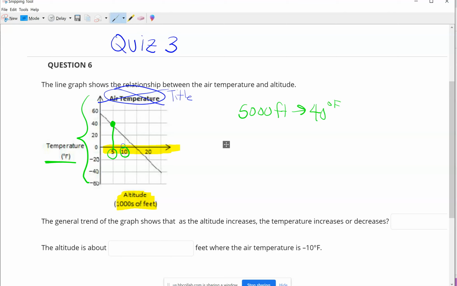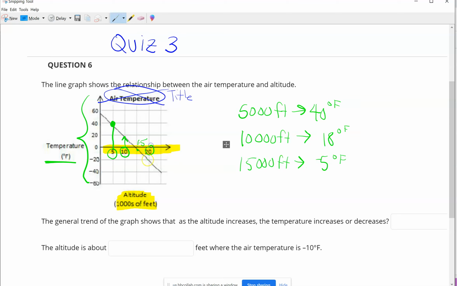And then at 10,000 feet, it drops to a little bit under 20 degrees Fahrenheit, right? So at 10,000 feet, my temperature drops to like, I don't know, 18 degrees Fahrenheit. And then right here at 15,000 feet, see how it's just a little below zero? So at 15,000 feet, I'm just a little below zero, maybe -5 degrees Fahrenheit.